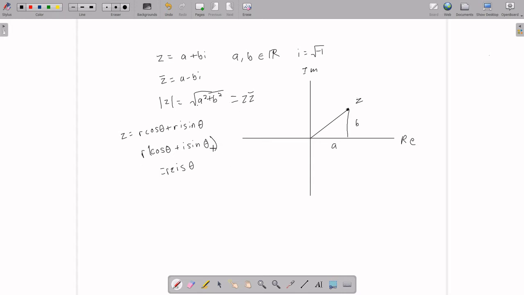So what does this mean? Well, if we think about it, every complex number is some angle theta from the horizontal, and it is some distance away from the origin. And that's essentially where this definition of complex numbers comes from.